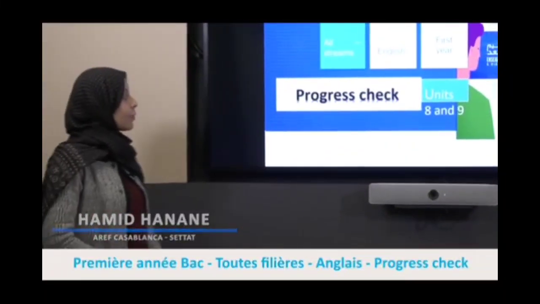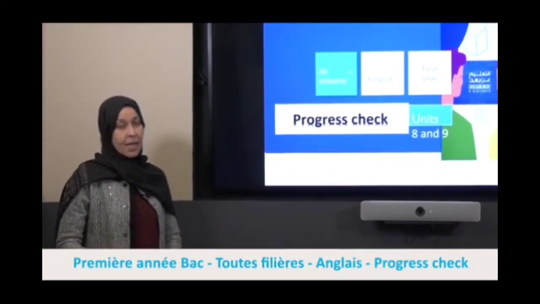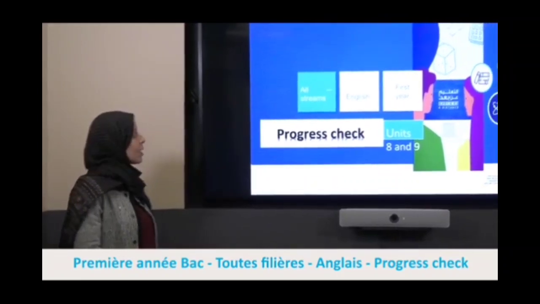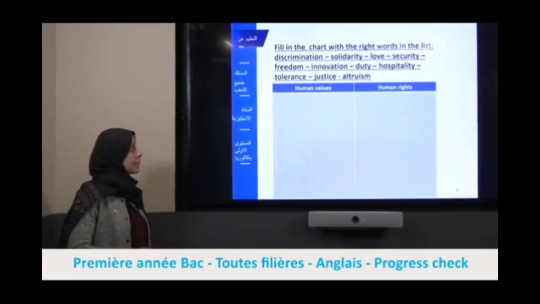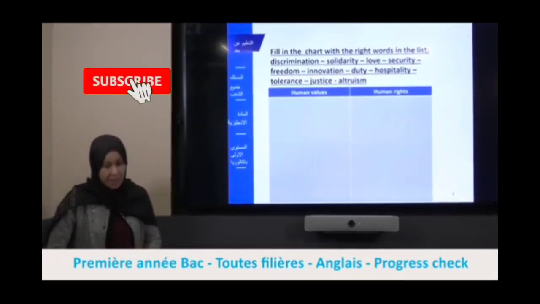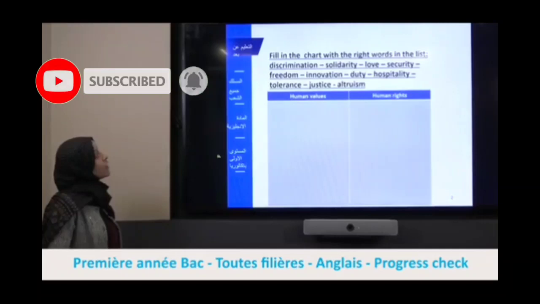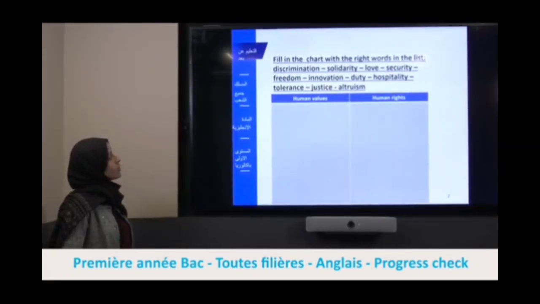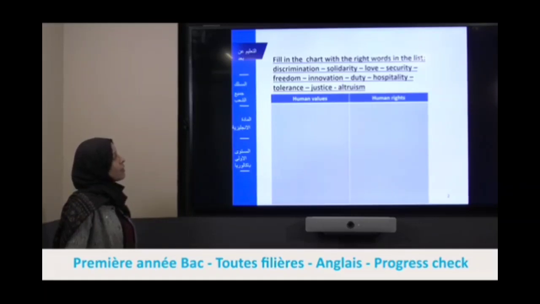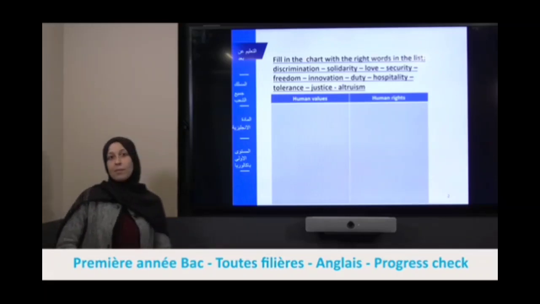Today we are going to deal with the progress check of units 8 and 9. So let's start with the recycling of the vocabulary of the two units, that is human values and human rights. In this exercise, you have to fill in the chart with the right words in the list. Discrimination, solidarity, love, security, freedom, innovation, duty, hospitality, tolerance, justice, and altruism. So you take some time to do your exercise.